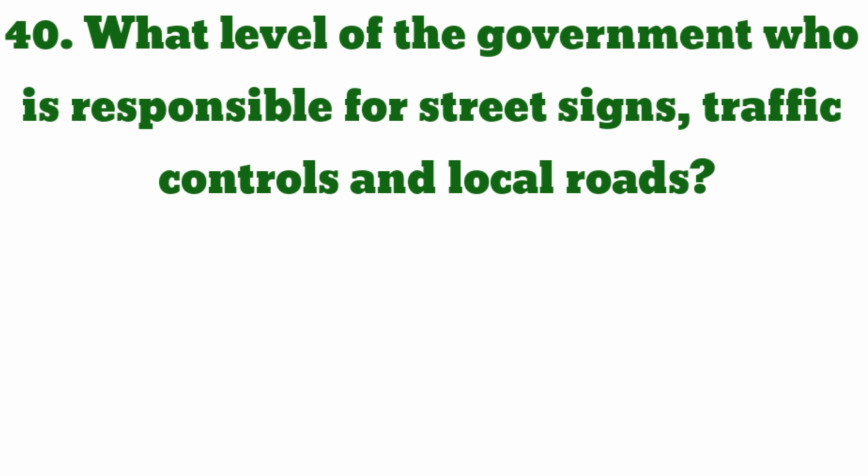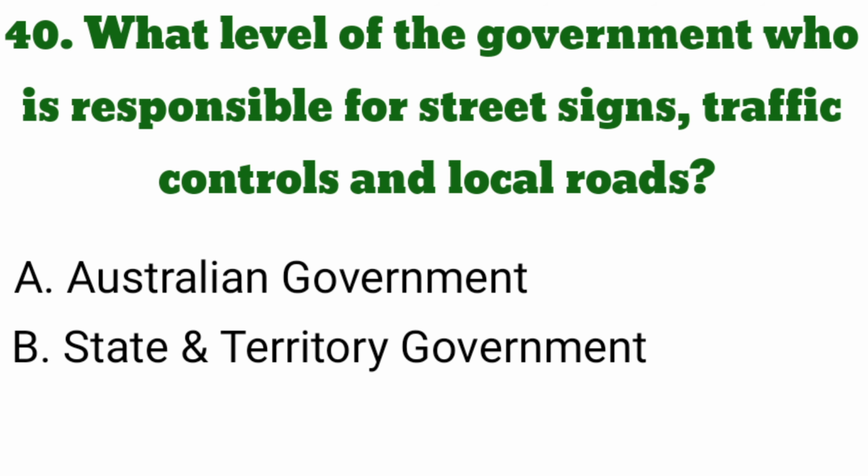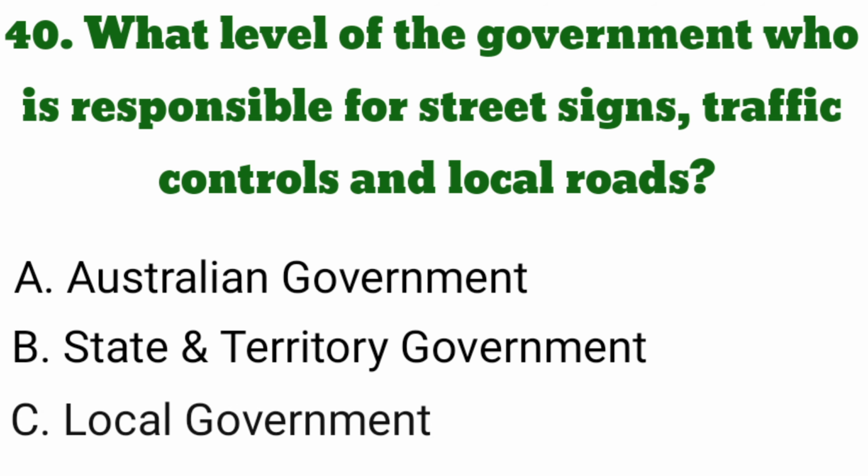Number 40. What level of the government is responsible for street signs, traffic controls, and local roads? Letter A, Australian Government. Letter B, State and Territory Government. Letter C, local government. The answer is letter C, local government.